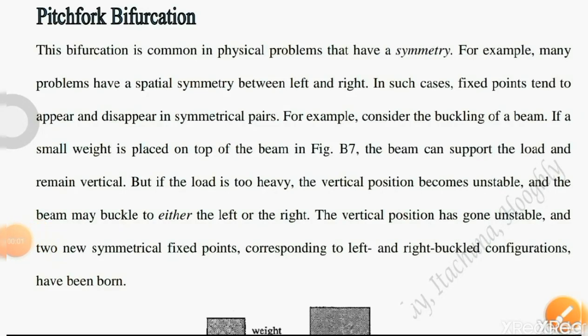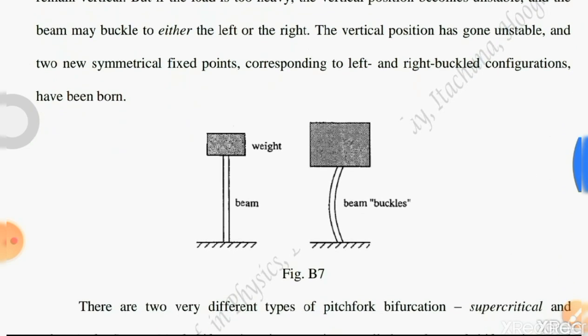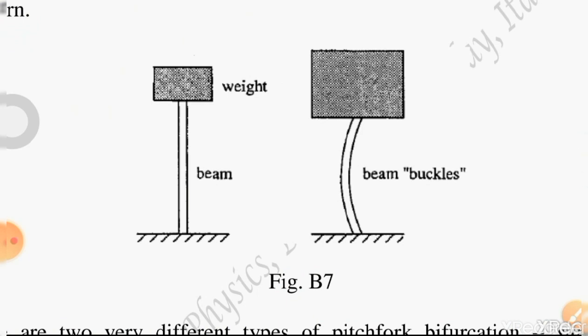Now we will talk about pitchfork bifurcation. Pitchfork bifurcation occurs in systems where there is a symmetry in the system. If you consider, for example, buckling of a beam, here you can see a weight is placed on a beam.